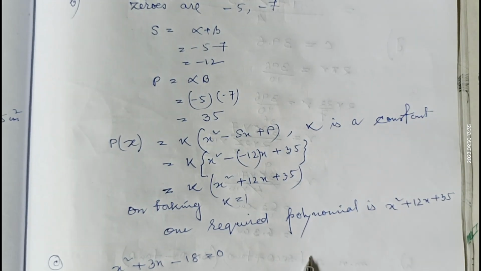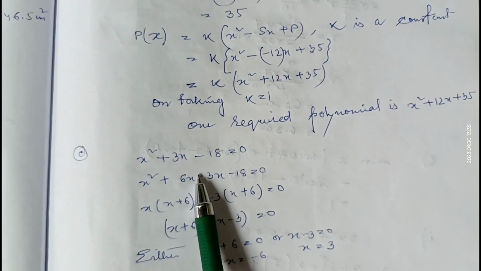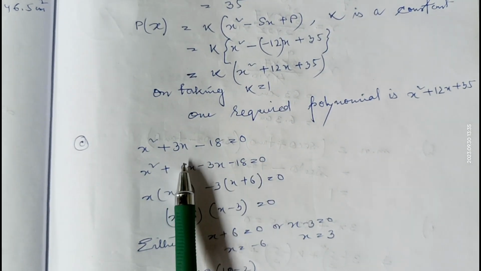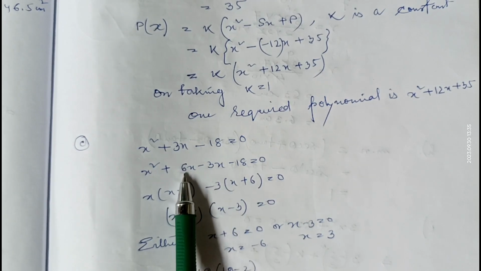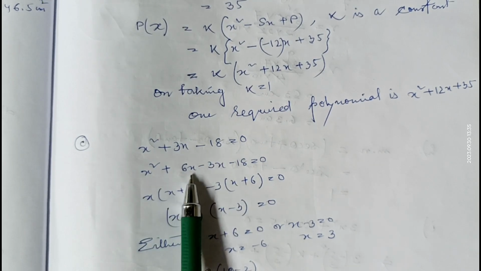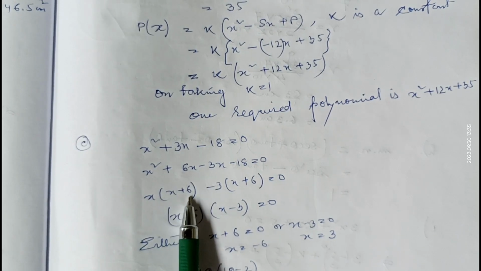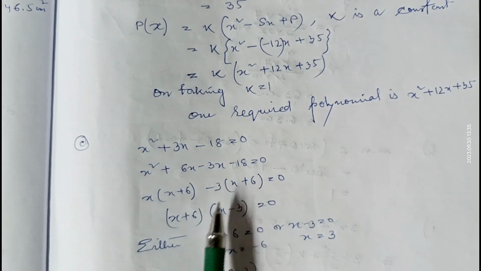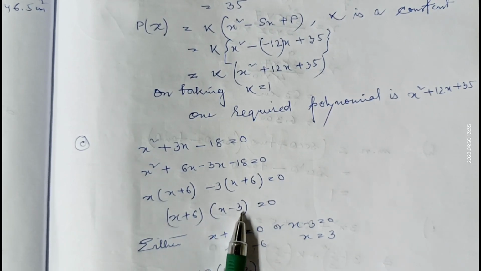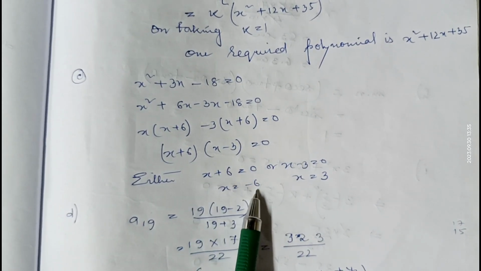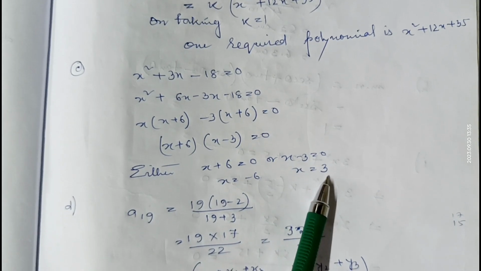In question number C, it is given solve the quadratic equation x square plus 3x minus 18 is 0. Here you have to go for middle term factorization. Instead of 3 we can write 6 minus 3. So 6x minus 3x is 3x, and 6 times 3 is 18. So x square plus 6x minus 3x minus 18 is 0. From first 2, if I take x common, we are left with x plus 6. From last 2, if I take minus 3 common, it will be x plus 6. Again, x plus 6 can be taken common. It will be x plus 6 into x minus 3 equals 0. So either x plus 6 is 0, which will give x equal to minus 6, or x minus 3 is 0, which means x equal to 3.